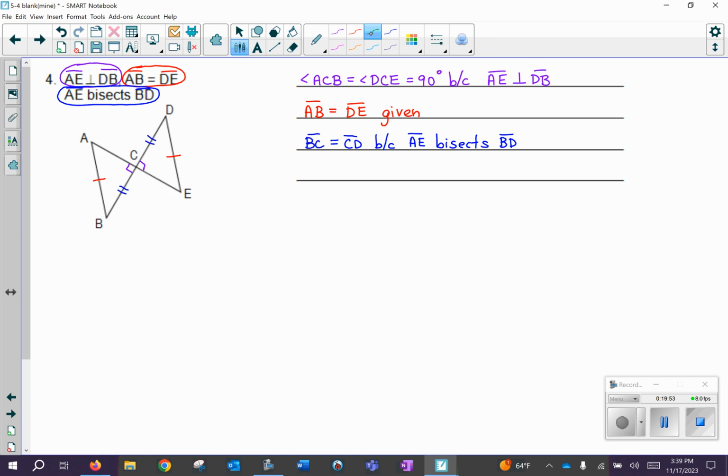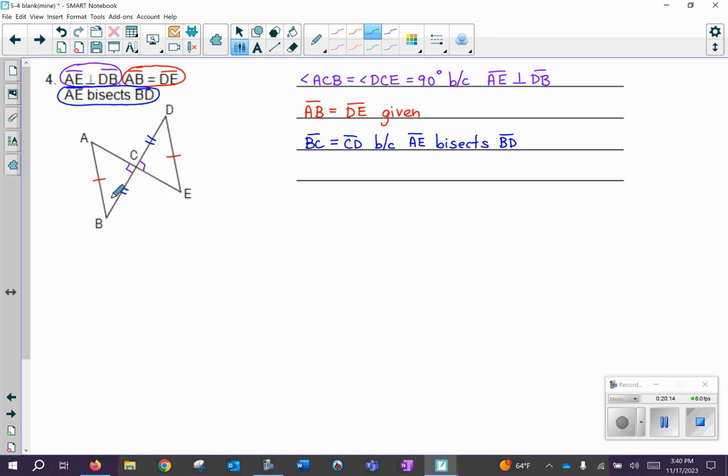Let's see what's marked in here. I know when I have a right angle, and two right triangles, I'm going to check hypotenuse leg first. It's not always that, but the hypotenuse is the side across from the right angle. That is what's marked. And another side is called a leg. So this is the case of HL.